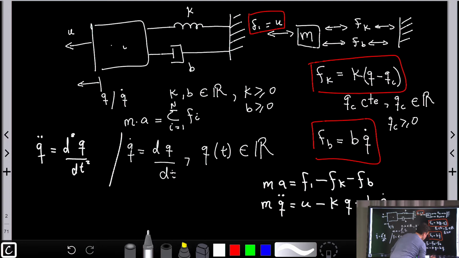This is a very simple system. It's one of the simplest systems we can think of. Now let's take this equation into account.